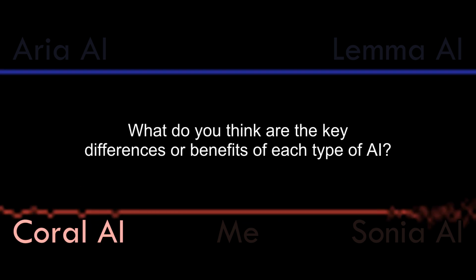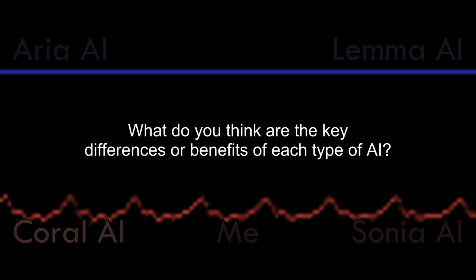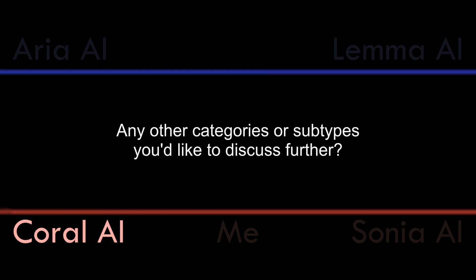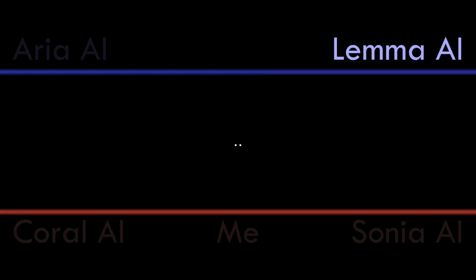What do you think are the key differences or benefits of each type of AI? Any other categories or subtypes you'd like to discuss further?